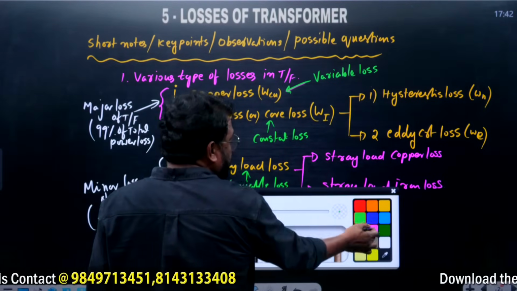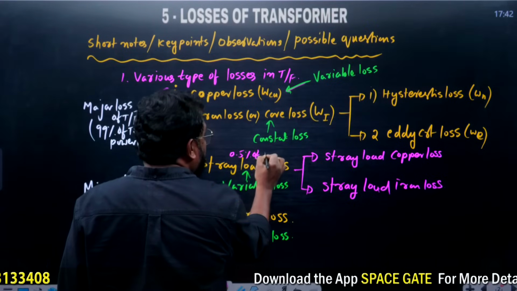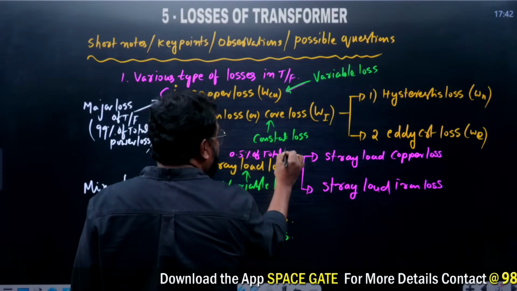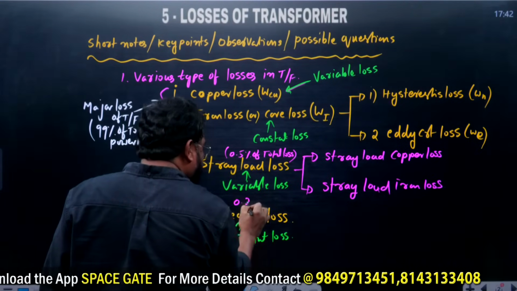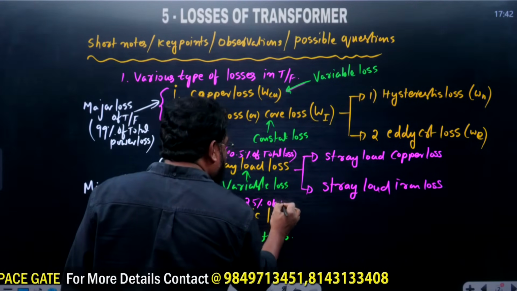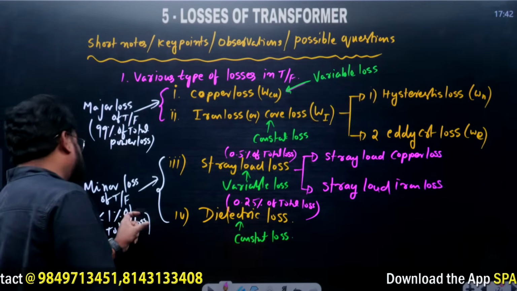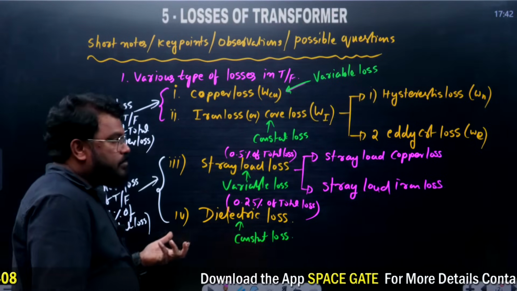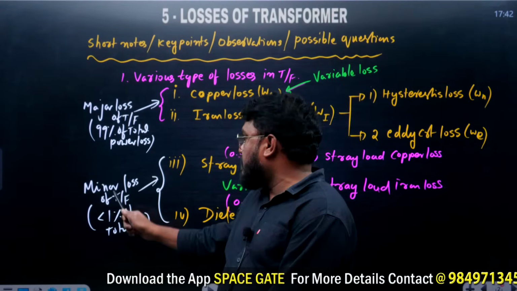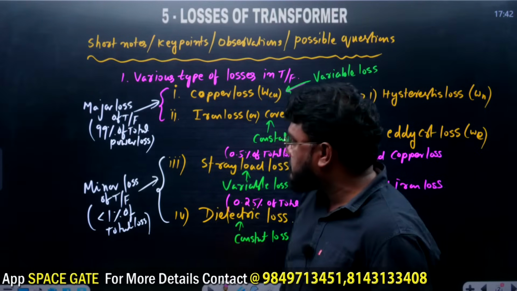From the percentage point of view, it is 0.5% of the total loss, and this loss is 0.25% of the total losses, and combined it is less than 1% of the total loss. That's why it is known as the minor losses of the transformer. These two are treated as major losses of the transformer.